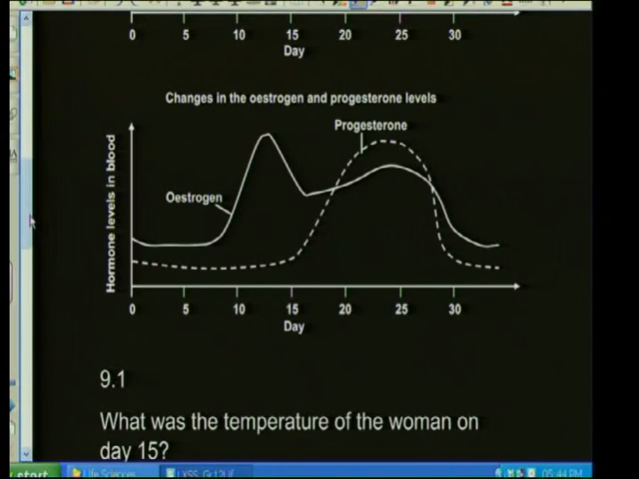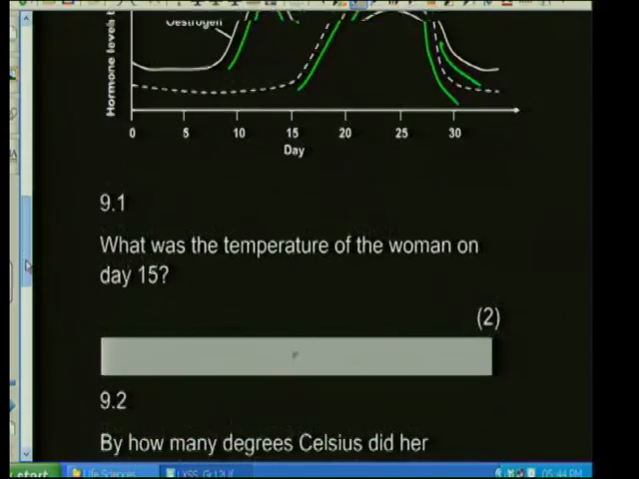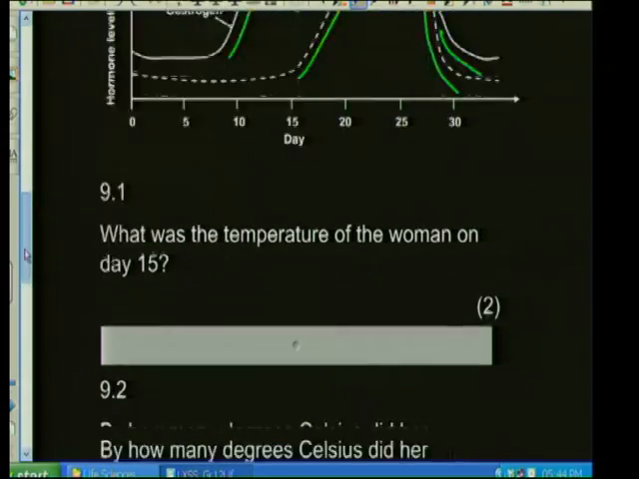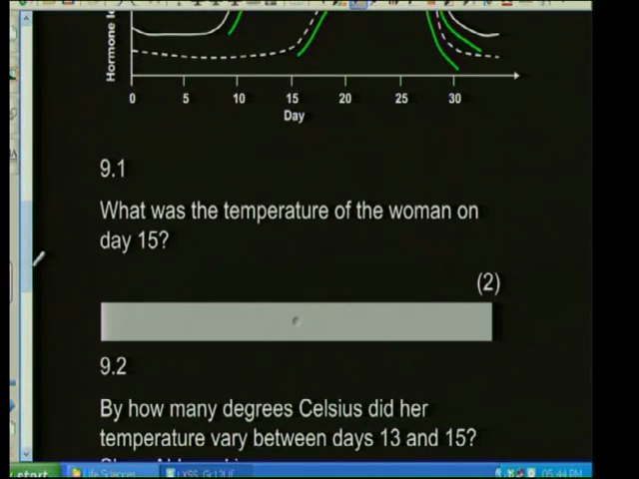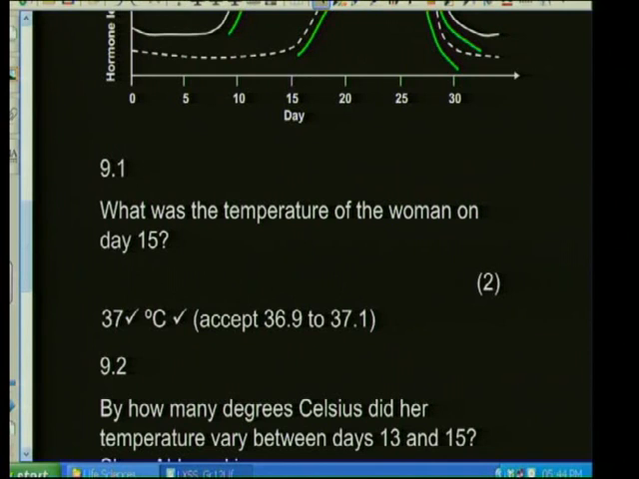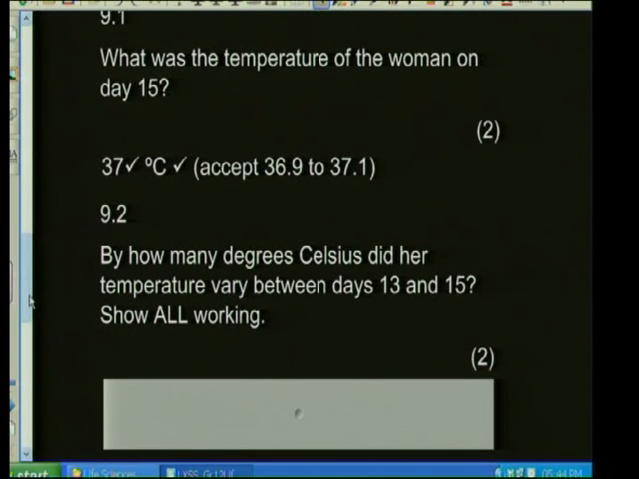Okay? Changes in estrogen and progesterone level. Can you see what's happening? Estrogen levels are going up, then they're coming down, and then the progesterone level goes up, and it too comes down. What was the temperature of the woman on day 15? Straightforward question, you need to read. 37.1 would be your answer. Anything between 36.9 to 37. Remember, when you're looking at your paper, the way it was rolled off, there may be slight deviations there.